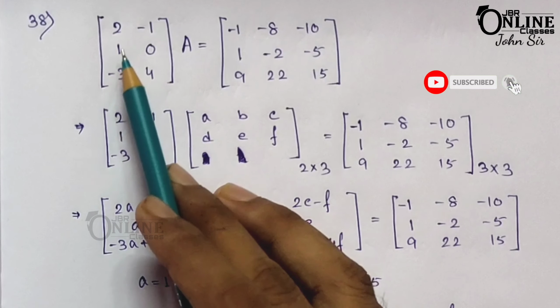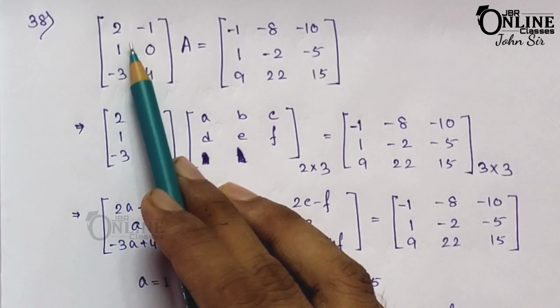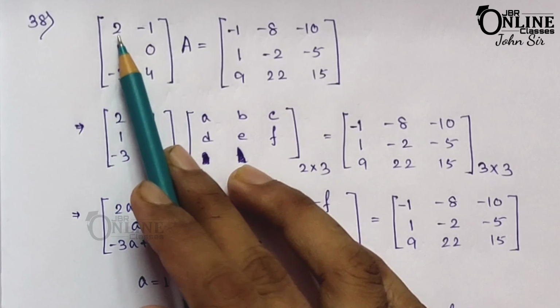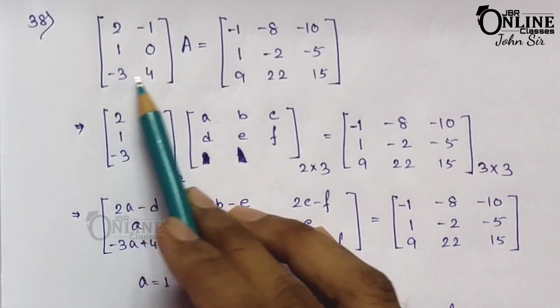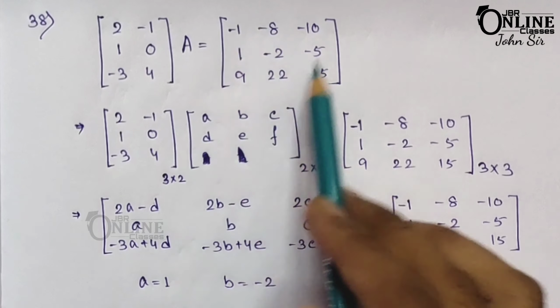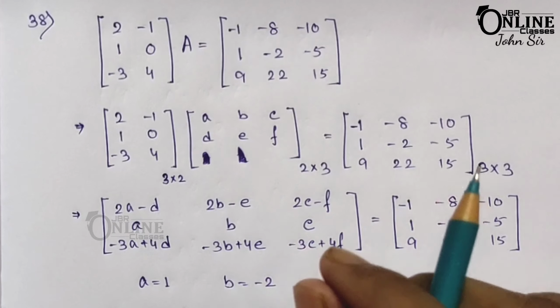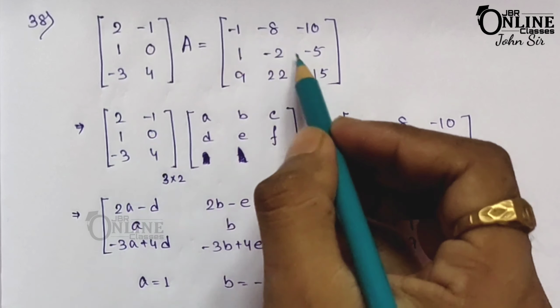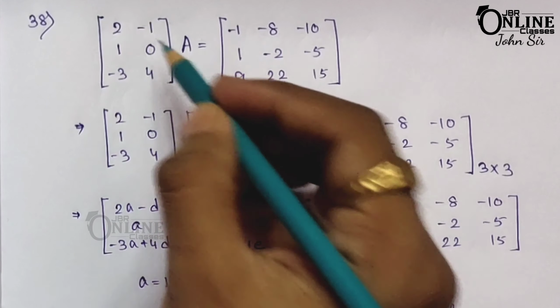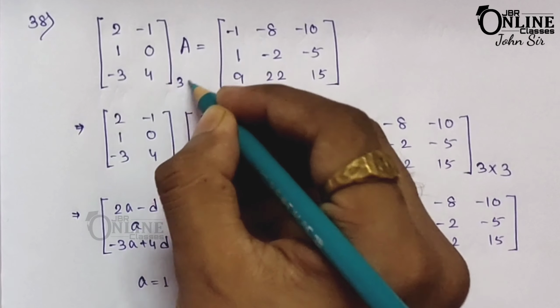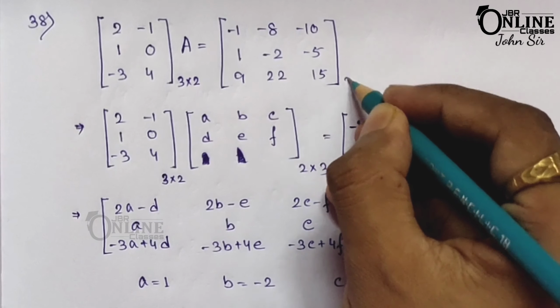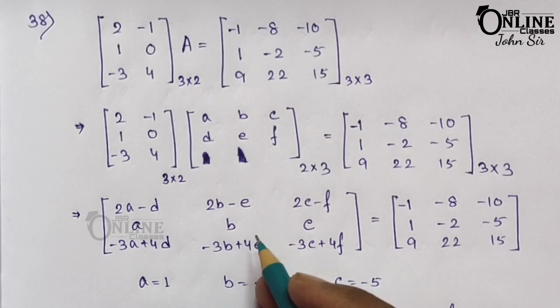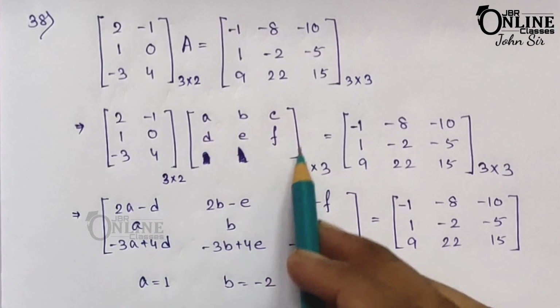So here in sum number 38, find the matrix A where 2 minus 1, 1 0, minus 3 4, A multiplied with this one. First thing you have to find out is the order of these two matrices. The order of the first matrix is 3 cross 2, and the second one here is 3 cross 3. That means the matrix A.